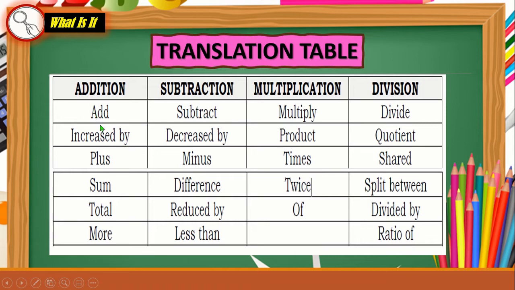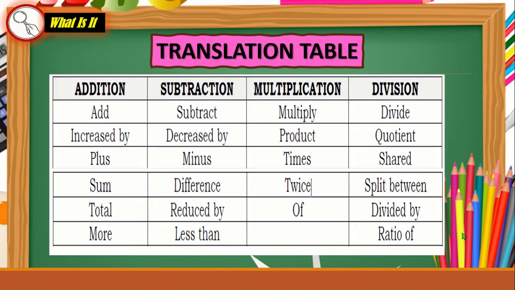For addition, we have increased by, plus, sum, total, more. For subtraction, we have decreased by, minus, difference, reduced by, less than. For multiplication, we have product, times, twice, of. And lastly, for division, we have quotient, shared, split between, divided by, and ratio of.